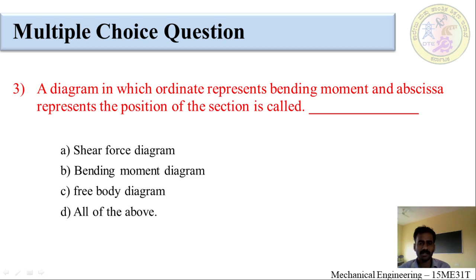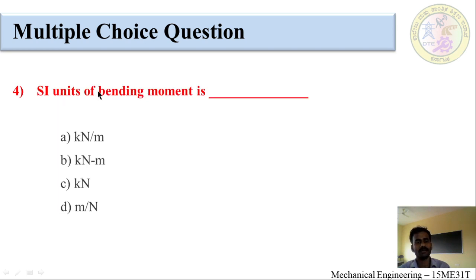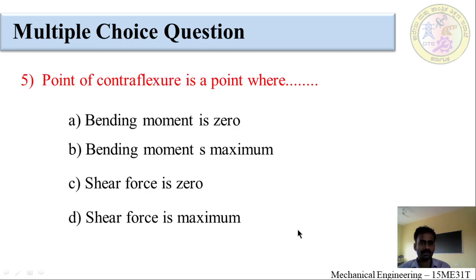And the third question: a diagram in which ordinate represents bending moment and abscissa represents the position of the section is called dash. You have to fill this blank with the appropriate answer, that is shear force diagram, bending moment diagram, free body diagram, or all of the above. Question number 4: SI unit of bending moment is, whether it is kilonewton per meter, kilonewton meter, only kilonewton, or meter per newton. Choose the correct answer.